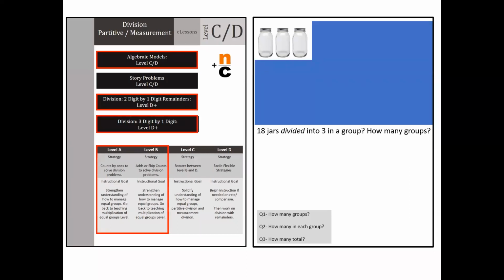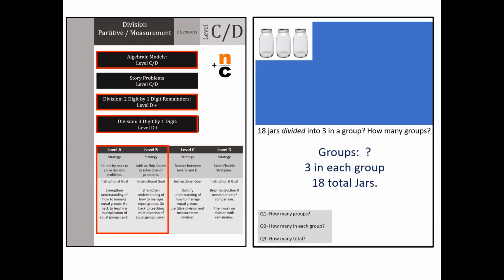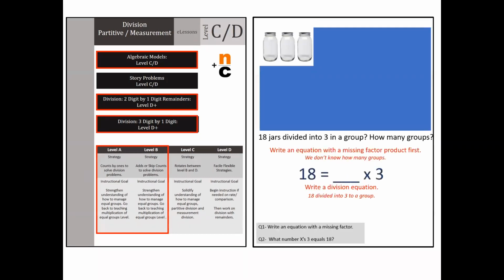So it's 18 jars, and the big thing is now the word divided actually exists. If you look at previously, it never says divide. It'll just say 18 into 3 groups, 18 divided into 3 to a group. How many groups, right? So it says we don't know how many groups. There's 3 in each group, 18 total jars. This all looks very, very familiar, but here's where the change is.